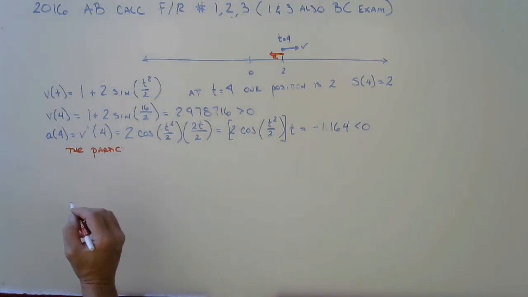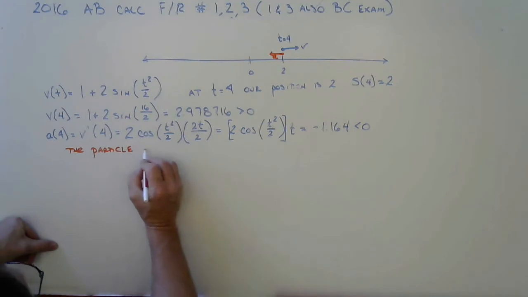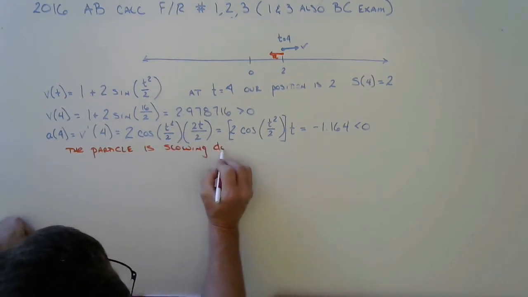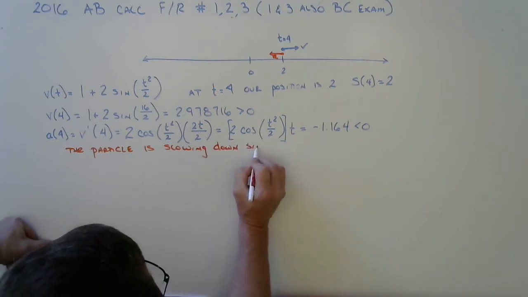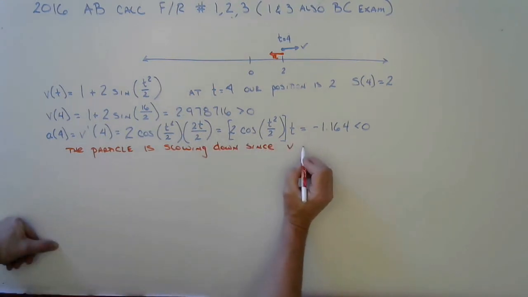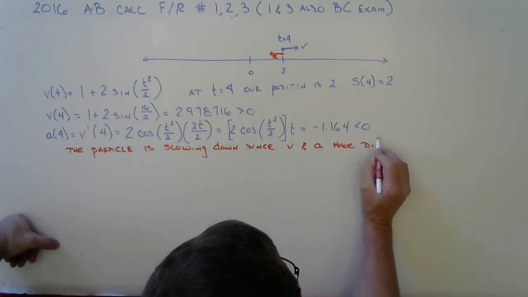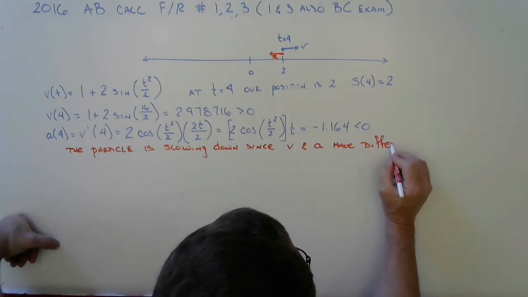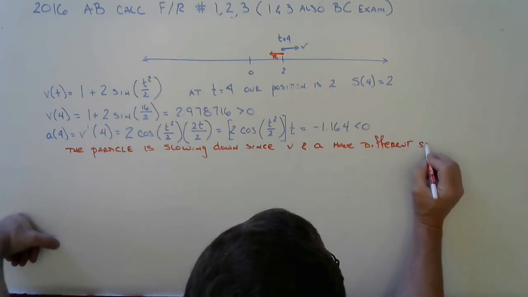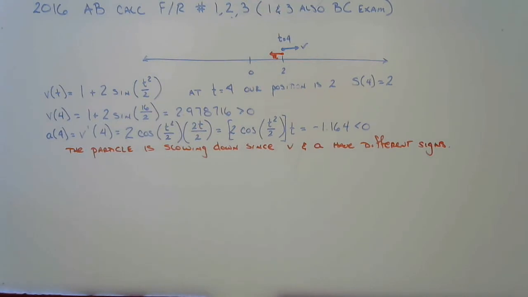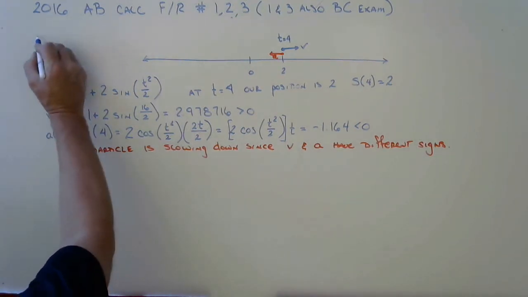The particle is slowing down since velocity and acceleration have different signs. Okay, so the particle is slowing down because they have different signs. So that's part A. That's part A of number 2.